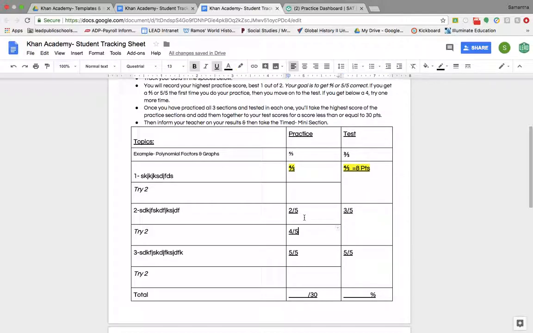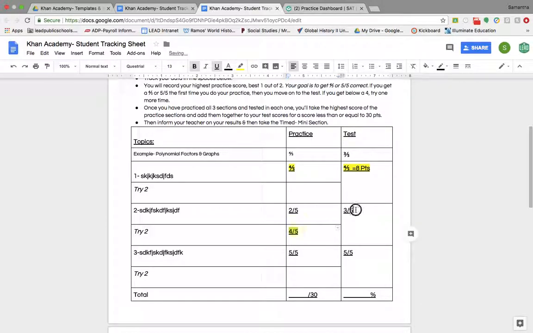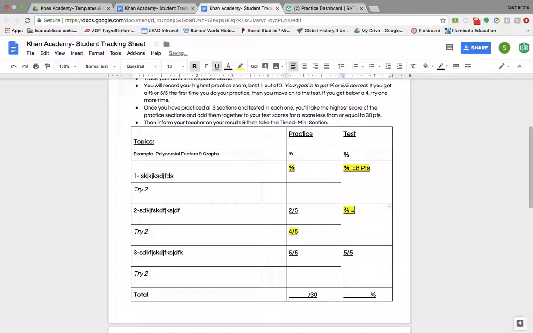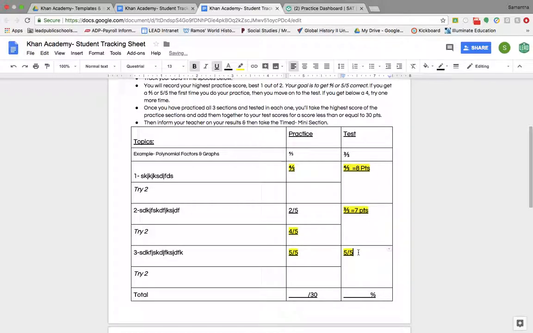Then if I go down here, whoa, you'll see that I had to take the practice twice. I'm going to take the best one. Well, 4 is better than 2, so I'm going to highlight it or maybe circle it, and then the test. So for the second section, I'm going to get 7 points. Then down here, again, 5 and 5. All right, that's 10. Well, I'm going to add these up, 10 points.